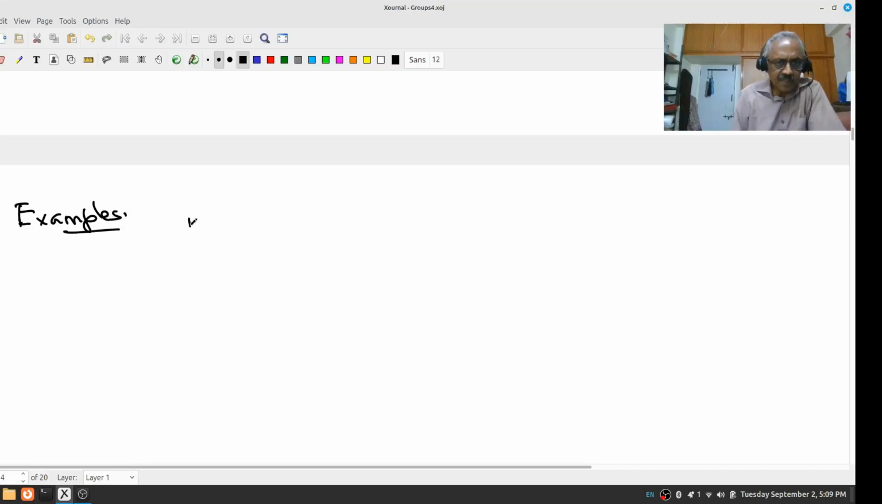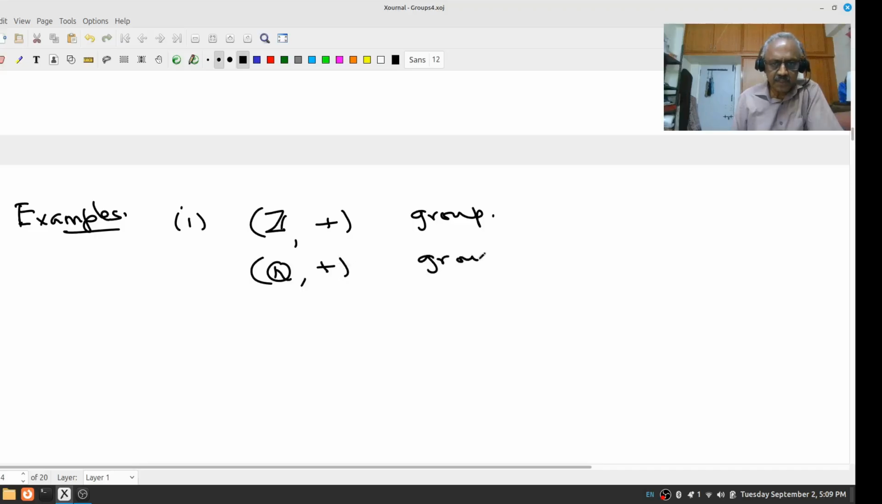The first example is, of course, integers under addition. This is a group; we had already seen all those things. And for similar reason, the set of rationals under addition is also a group, the set of real numbers under addition is a group, and the set of complex numbers under addition is a group.